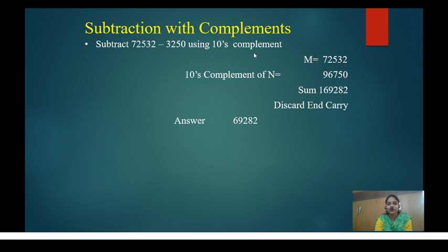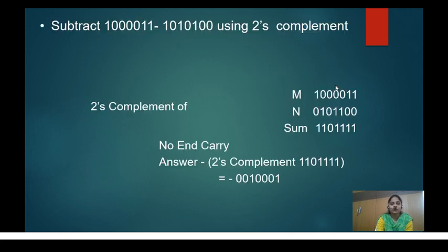Here this is the M and this is the N value, and to find out the 10's complement of N, first find out the 9's complement and add 1, you will get the 10's complement. Then add this result to the minuend M and add these two numbers and discard the end carry. This is the result when you subtract using the complement.